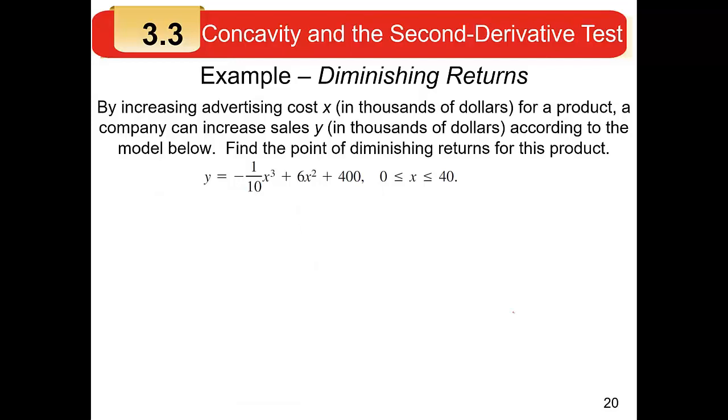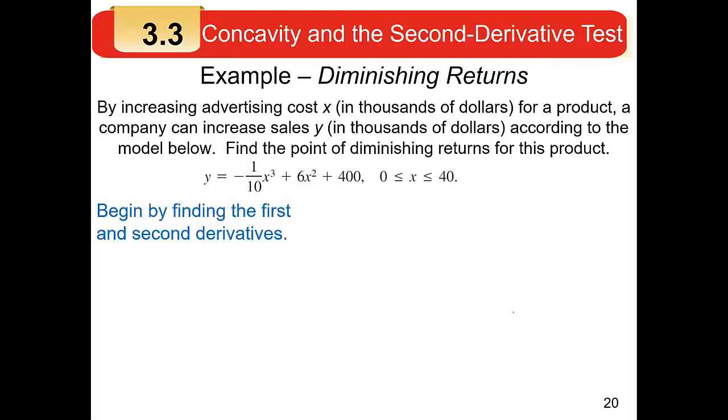Let's illustrate that with an example. By increasing advertising cost x, measured in thousands of dollars for a product, a company can increase sales y, also in thousands of dollars, according to the model below, and we want to find the point of diminishing returns for this product. So the equation is y = -1/10 x^3 + 6x^2 + 400, and that equation is valid anywhere between 0 and 40.